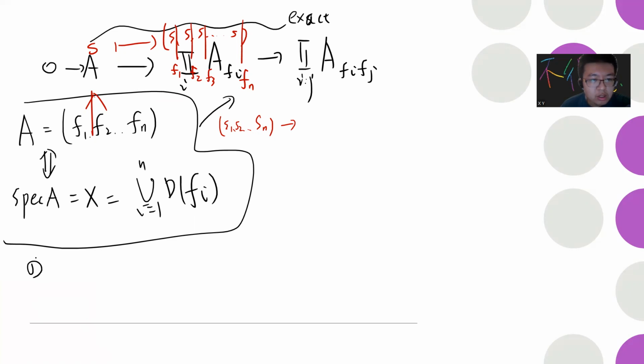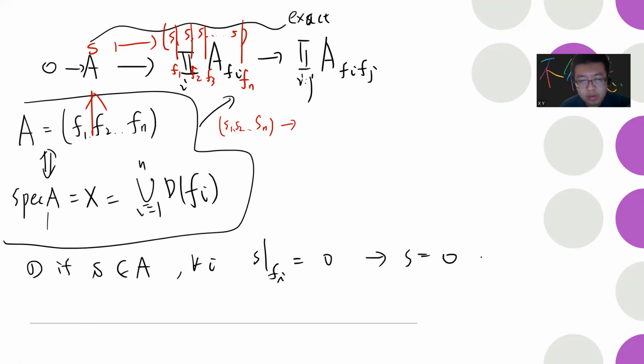For the first one, what we need to show is this: if somebody gives you s belonging to A, and for each i, s restricted to D(f_i) is 0, then we want to show that s equals 0 in A. This is the same as the sheaf condition: if you have a function that restricts to 0 on each open set, then that function on the global open set must be 0.